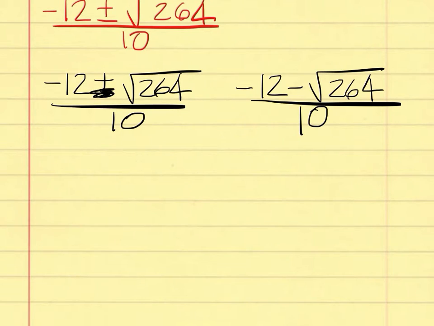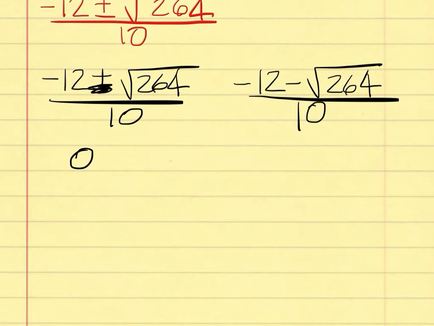To finish this problem off, you're going to have to do a negative 12 plus the square root of 264, but hit enter first, and then divide by 10. So you will come up with 0.4. Or you could have negative 12 minus the square root of 264, hit equals, and then divide by 10. And you'll come up with negative 2.8, rounded to the tenths place.